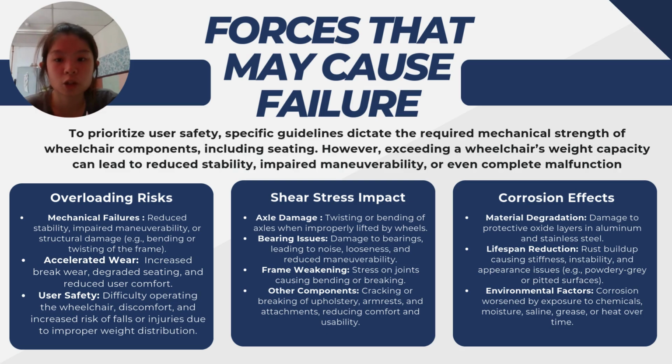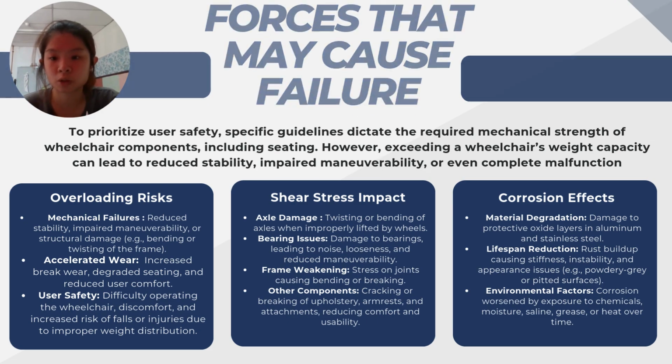The last part is the corrosion effects. First, material degradation, which is damage to protective oxide layers in aluminum and stainless steel. Next, lifespan reduction. Rust buildup causing stiffness, instability, and appearance issues. Last, environmental factors. Corrosion worsened by exposure to chemicals, moisture, saline, grease, or heat over time.